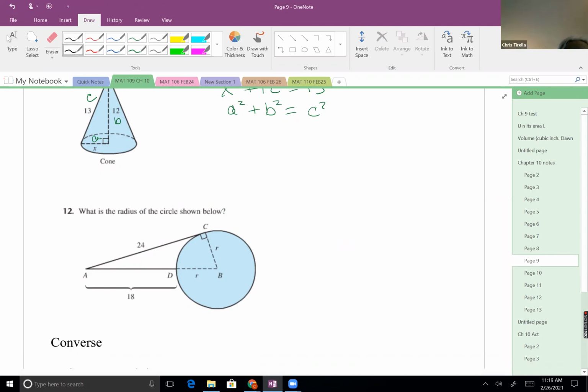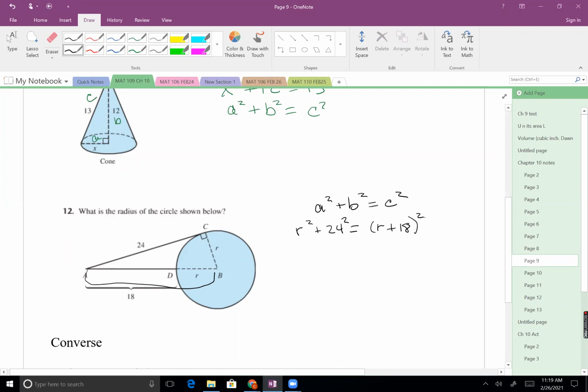If I look at this one, a squared plus b squared equals c squared. The legs are r and 24. And this time the hypotenuse is r plus 18 squared. And this time, there's no way of getting around that r plus 18 squared. So r plus 18 squared is r plus 18 times r plus 18.